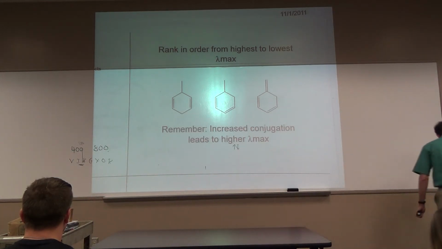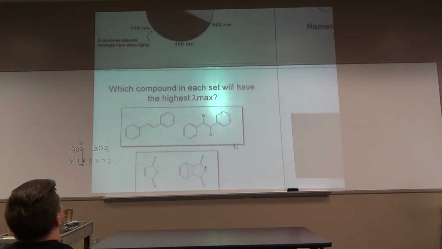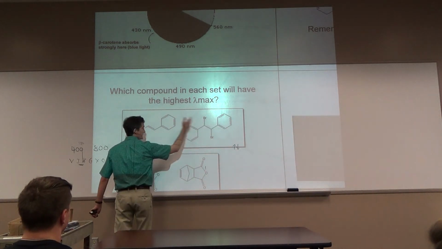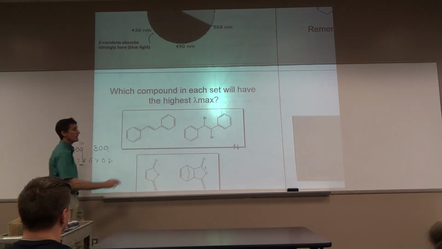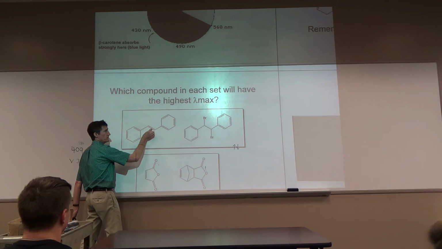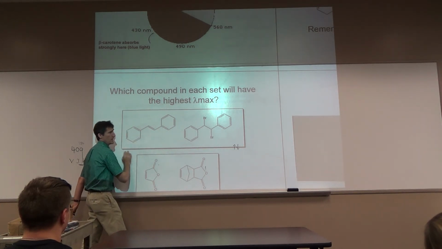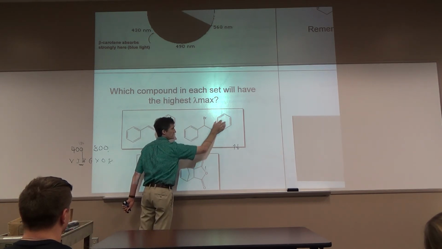So that's a typical question. Down here, which compound in each set will have the highest lambda max? This looks familiar. This is trans-stilbene and the dibromide. Which would have the highest lambda max? Trans-stilbene, because here the double bond conjugates the whole system. It's conjugated. When we brominate it, we no longer have p orbitals, and we break the extended conjugation.